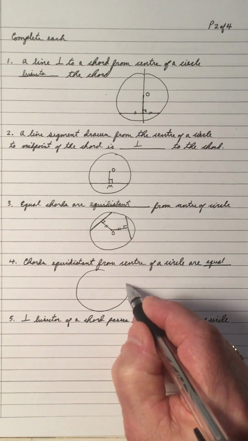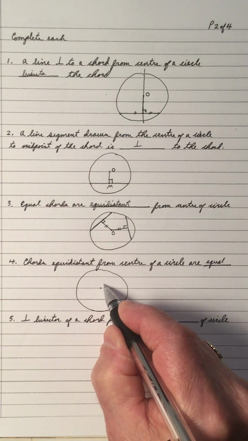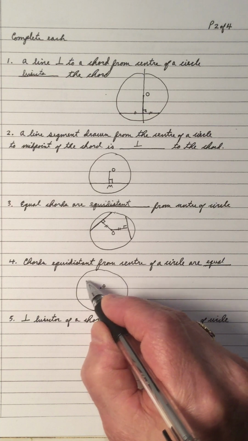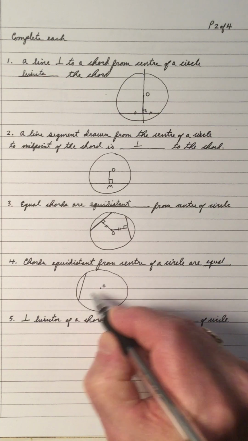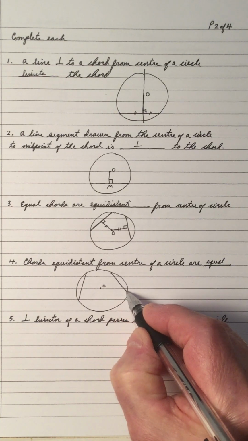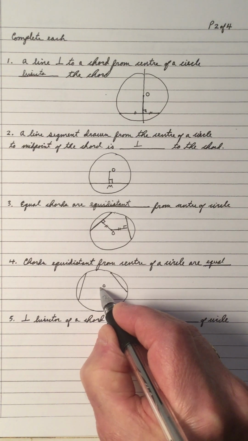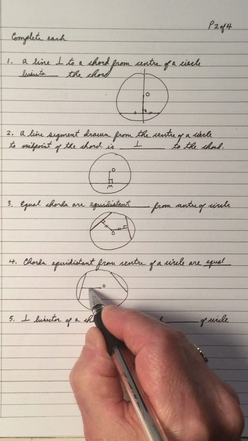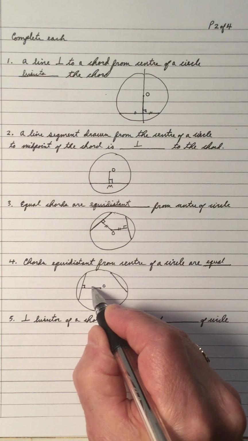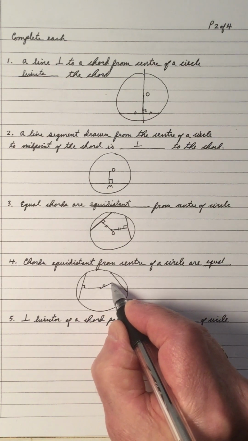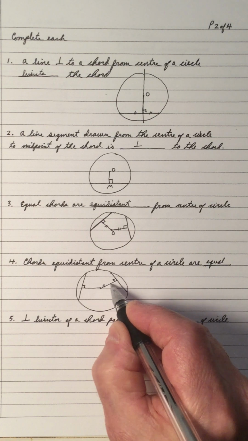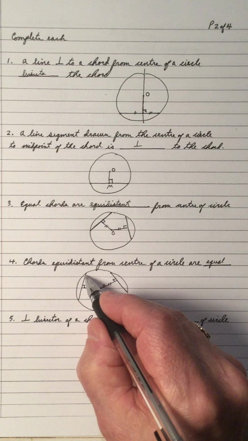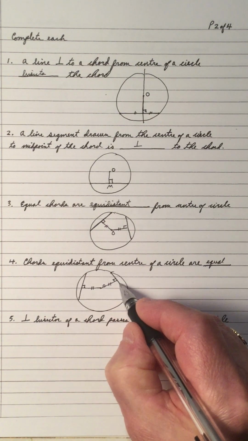So what we mean is that we have a center of a circle. If chords are equal distance from the center, so if you take this chord and this chord, and this distance right here, that's the perpendicular distance, is equal to this distance right here, which is the perpendicular, then these two chords are equal.